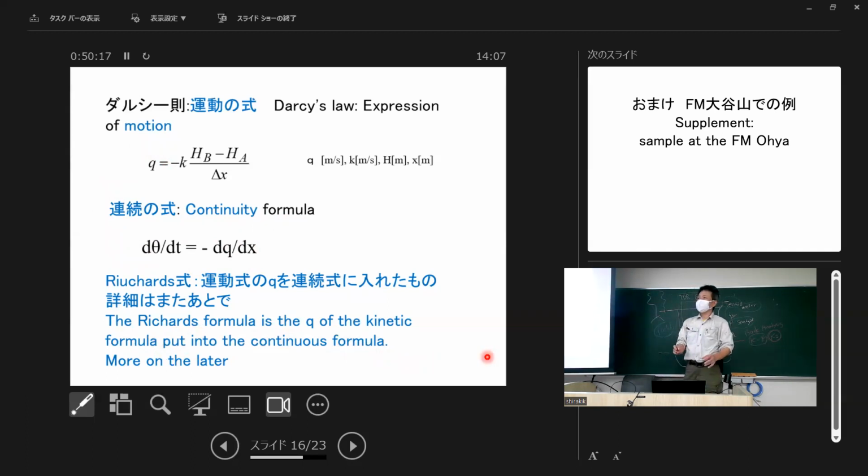But okay, it is better to explain this next time. Darcy's law, the continuity equation and the Richards equation should be explained together with the discretization of the Richards equation. So next or the third time, I will show this.